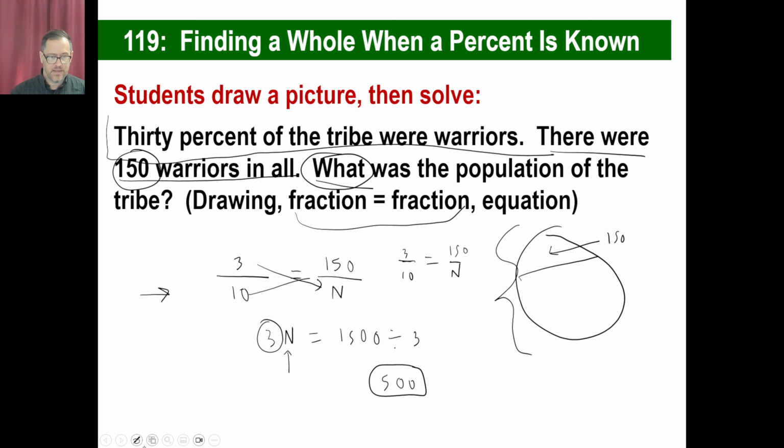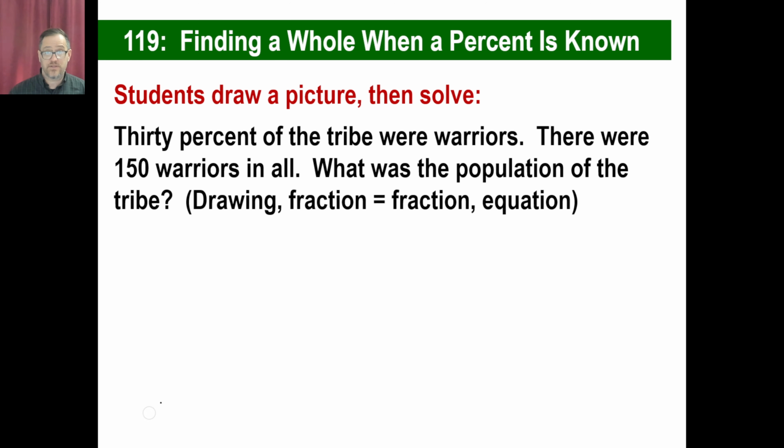Third method is this method. This is what your book teaches in this lesson. Okay, 30% were warriors, 150 warriors in all. So if you wanted to draw a little picture again, there's your 150, right? That's 30%. All right. The question is, 150 is 30% of what? That's the question, right?